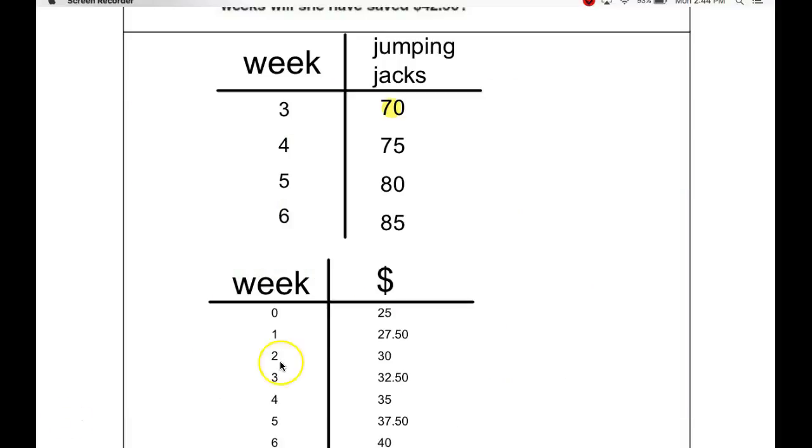So for question number 1, we should have 70 jumping jacks. If you create a table and work your way backwards, you'll notice that the values for jumping jacks are decreasing by 5 as the weeks go back. So in week 3, he would do 70 jumping jacks.